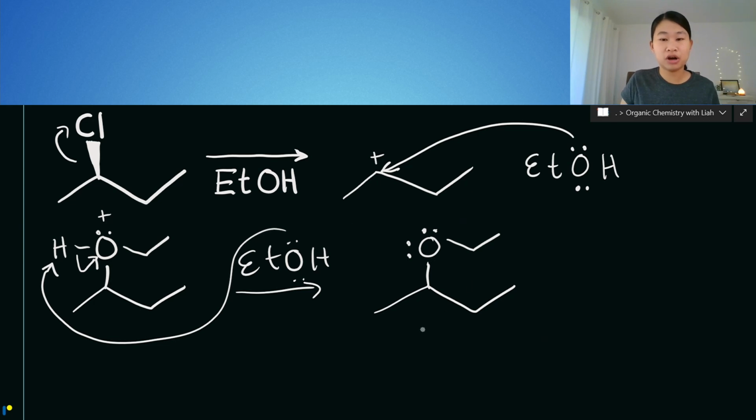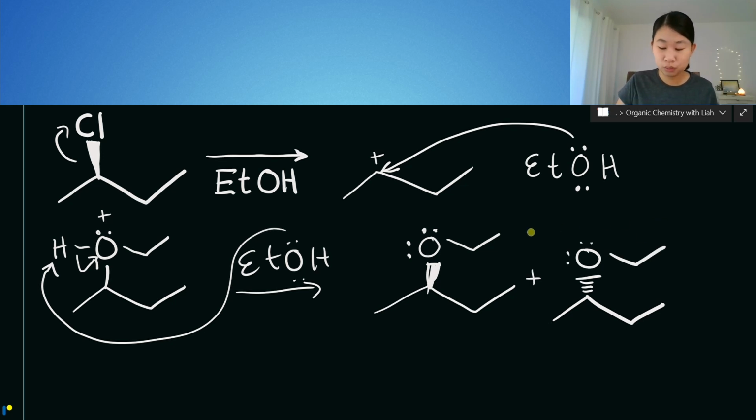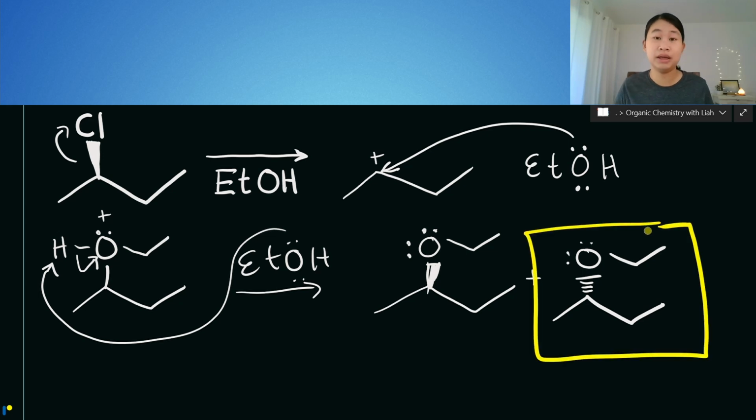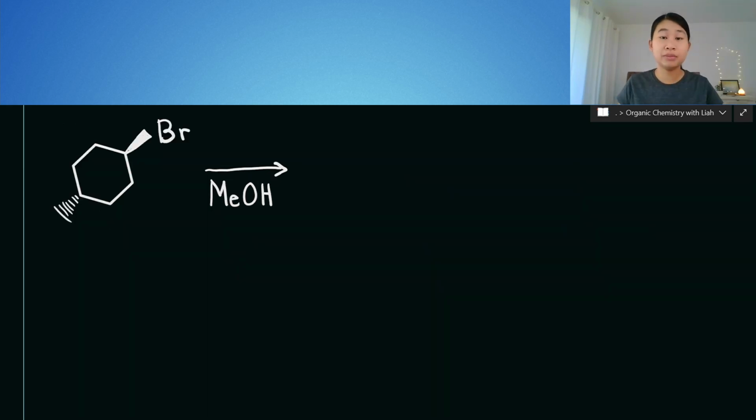Now notice that this carbon is actually a chiral center, which means we should have the retention and the inversion products. So in one of these, we're going to have wedged oxygen, and in the other, we should have the dashed oxygen. Now, as we said before, more of the inversion product will be made, and so we'll expect this product to be in majority. Now take a moment and try this example on your own. Draw up the mechanism for extra practice.